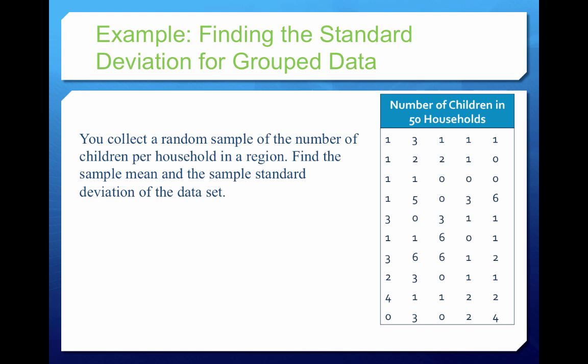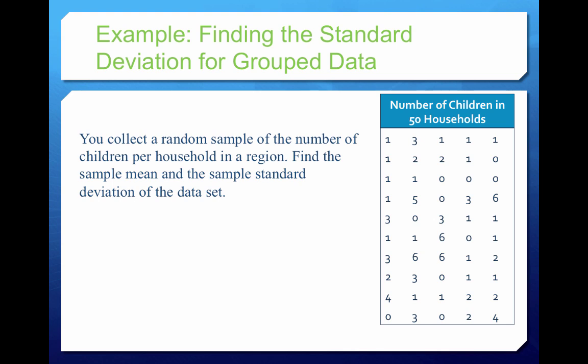We're looking at 50 households in a region, and we're just counting the number of children in these households. We want to find the sample mean and the sample standard deviation. To get going, we want to create a frequency distribution. This is exactly like what I'm asking you in week 2, number 2 Excel question, just to create a frequency distribution.